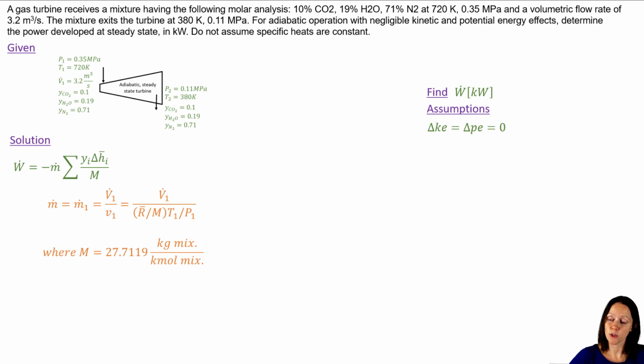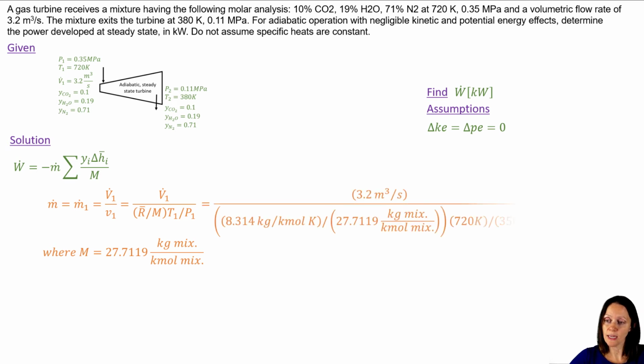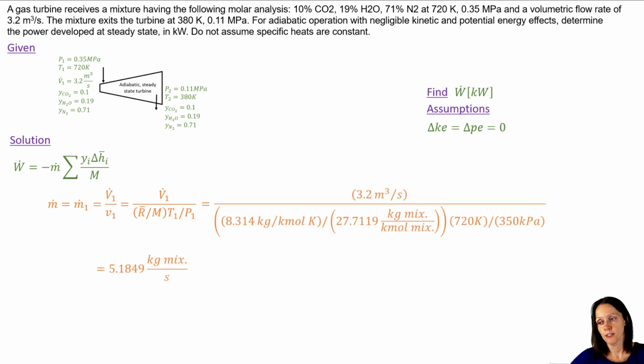So my molar mass is 27.7119, and if I plug that into my mass flow rate equation, then I get 5.1849 kilograms of mixture per second.